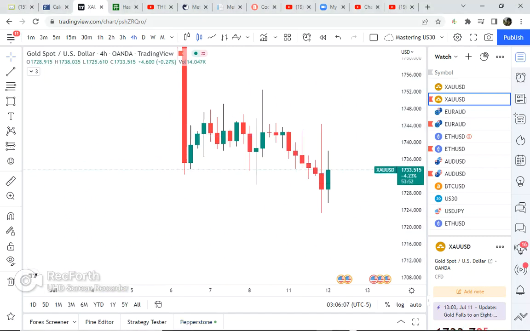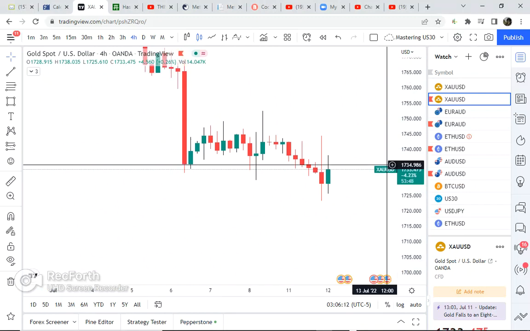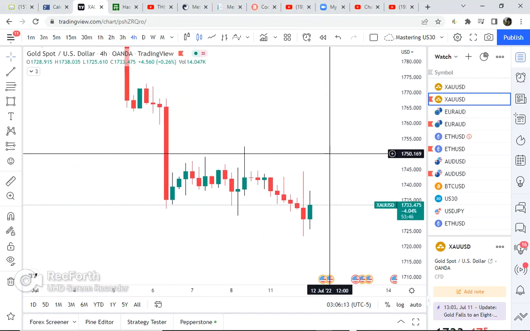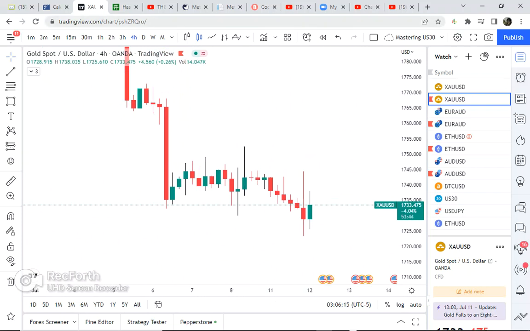I'm going to be showing you how I go about marking up my charts for the trading week, what I've just recently discovered, however. So I'll be showing you some stuff that maybe will help to improve your trading, hopefully.